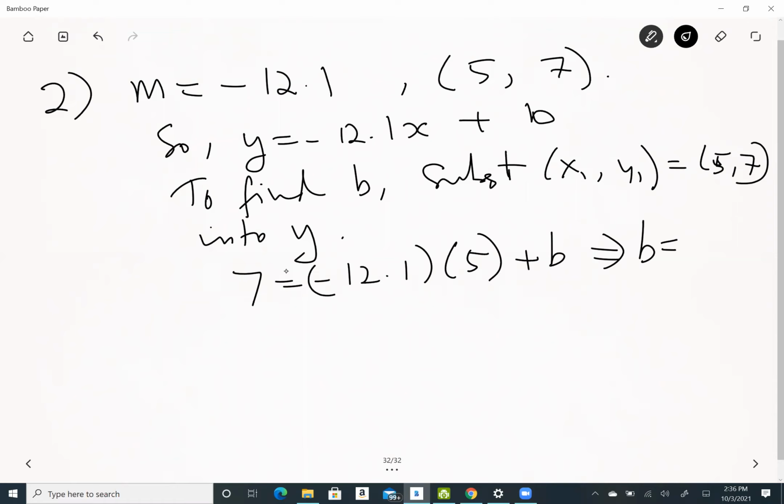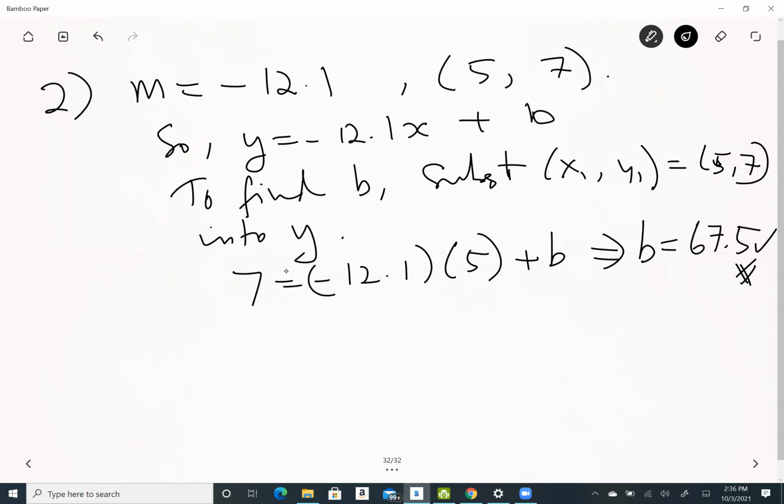I get 67.5. It shouldn't be negative, it should be positive. 67.5. Everybody got 67.5? Okay, so that's correct. If somebody else gets another number, probably someone is wrong. So that is when you are given the slope and one point.